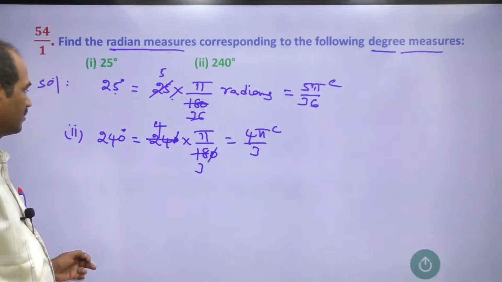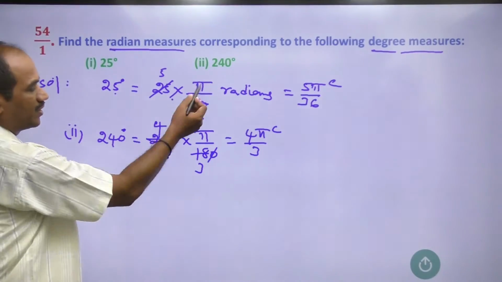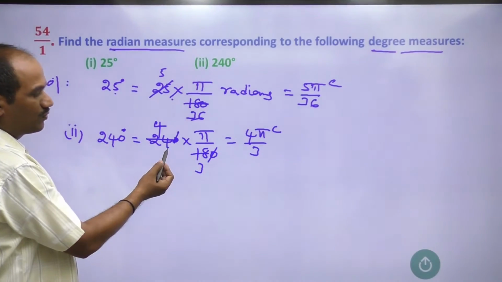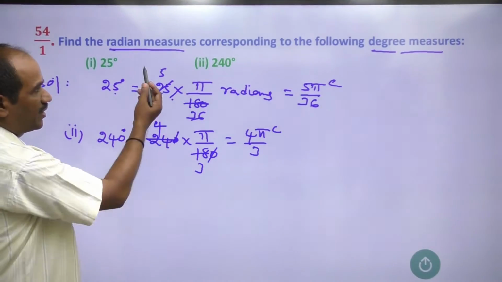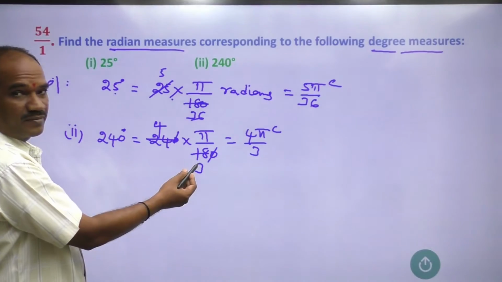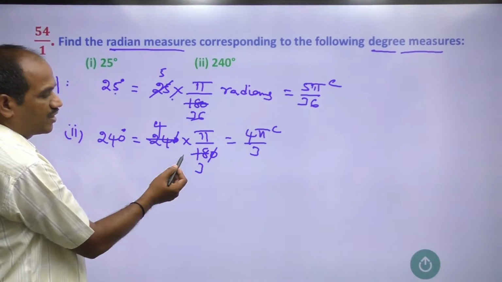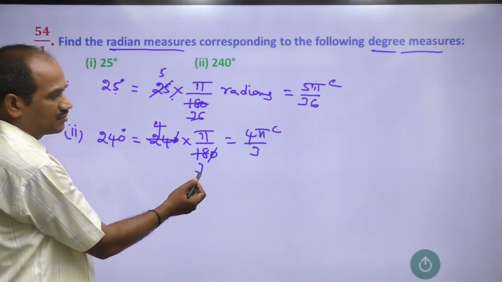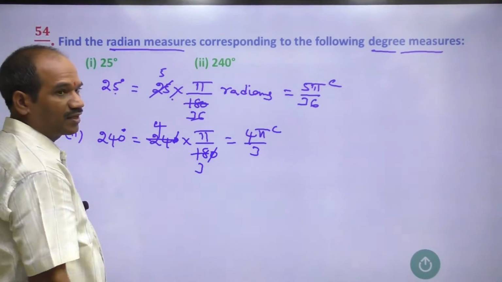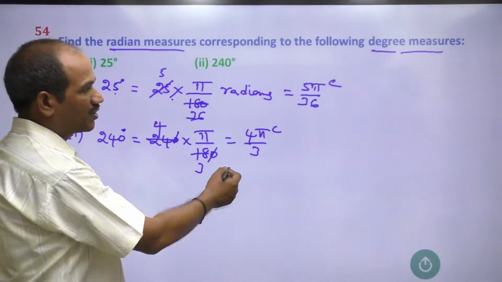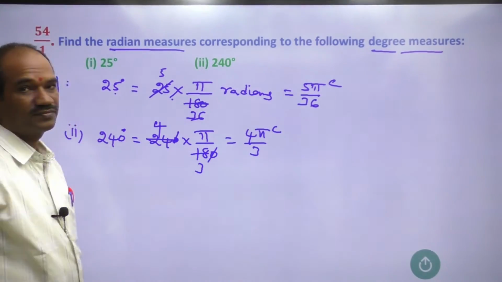In the second one, 240 degrees is equal to 240 into the radian measure pi by 180. The 0 gets cancelled. 6 times 4, 6 times 3. That is equal to 4 pi by 3. Write this question once more and practice this question.